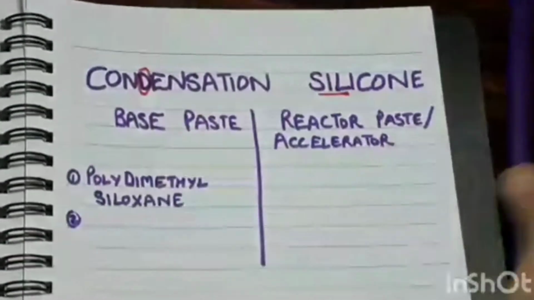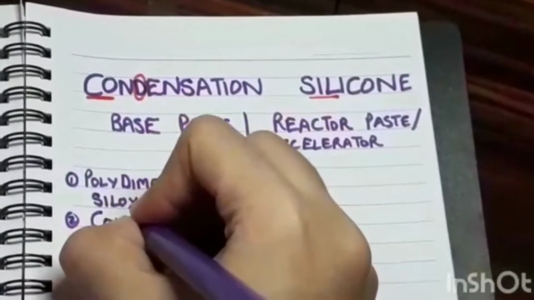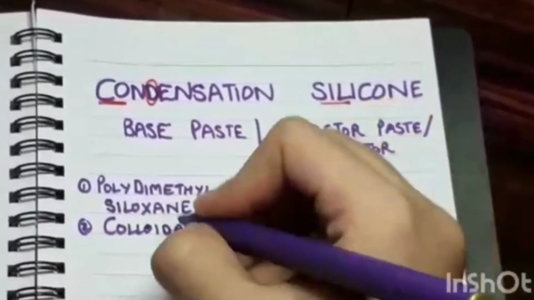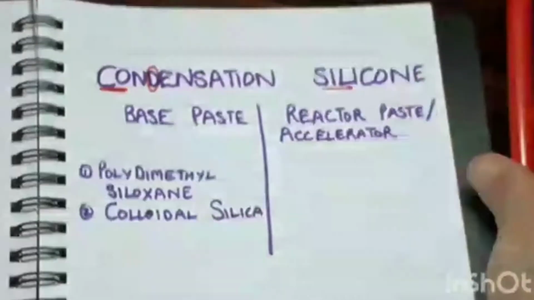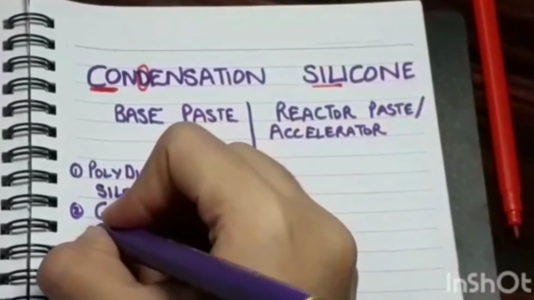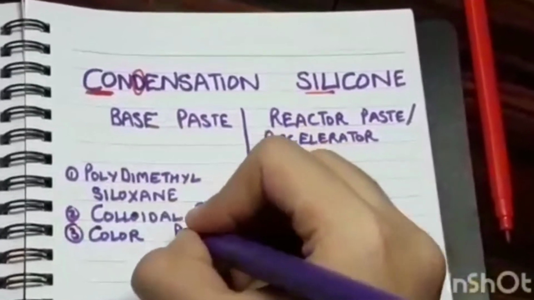The second one is, we'll take the letters CO, which stands for colloidal silica, which acts as a filler. Then third ingredient is again take the letters CO, which stands for color pigments.